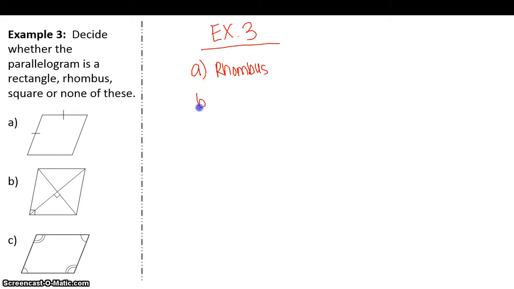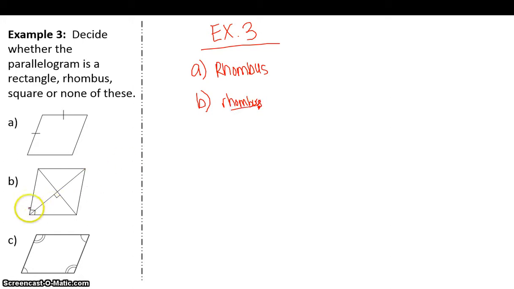Okay, part B. Not anything's drawn to scale, so don't ever assume that it is. So we already know this is a parallelogram. Now, what was it called when the diagonals were perpendicular to each other? Looking back at your notes, is it rectangle, rhombus, or a square? Well, the perpendicular diagonals said rhombus.